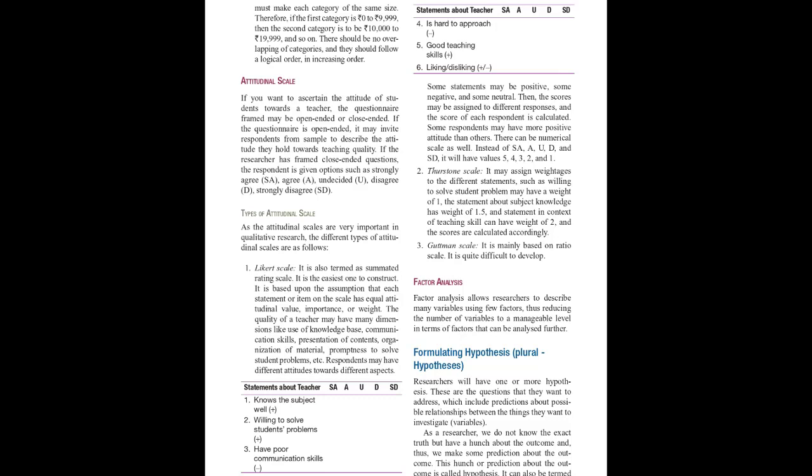Types of attitudinal scale. As attitudinal scales are very important in qualitative research, the different types of attitudinal scales are as follows. 1. Likert scale. It is also termed as the summated rating scale. It is the easiest one to construct. It is based upon the assumption that each statement or item on the scale has equal attitudinal value, importance.